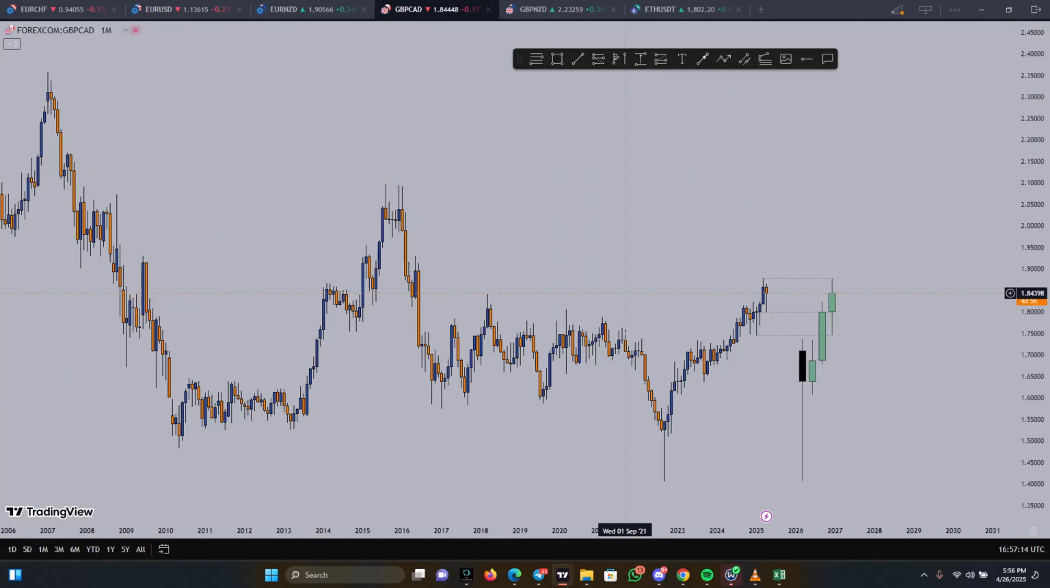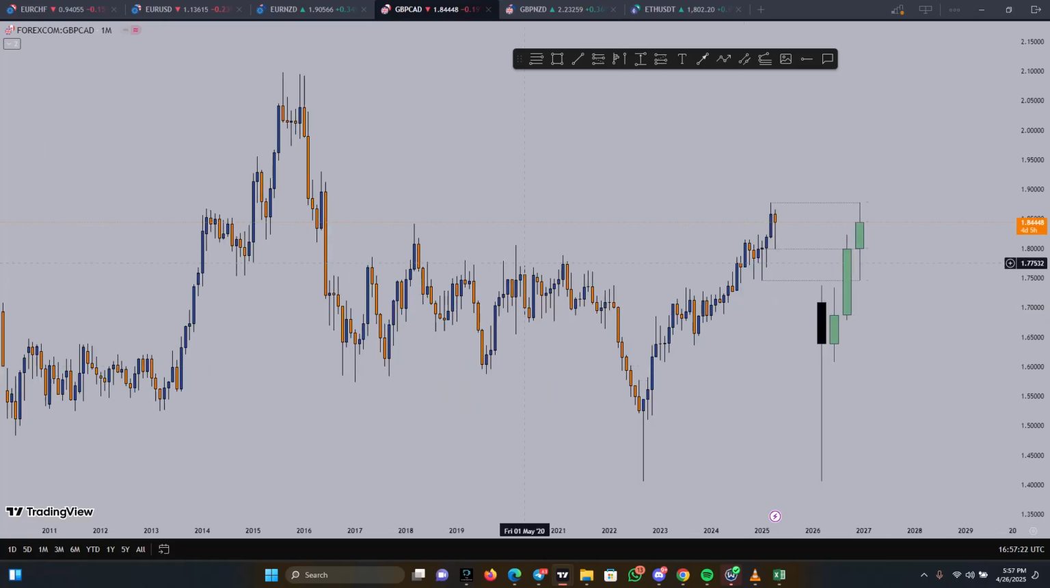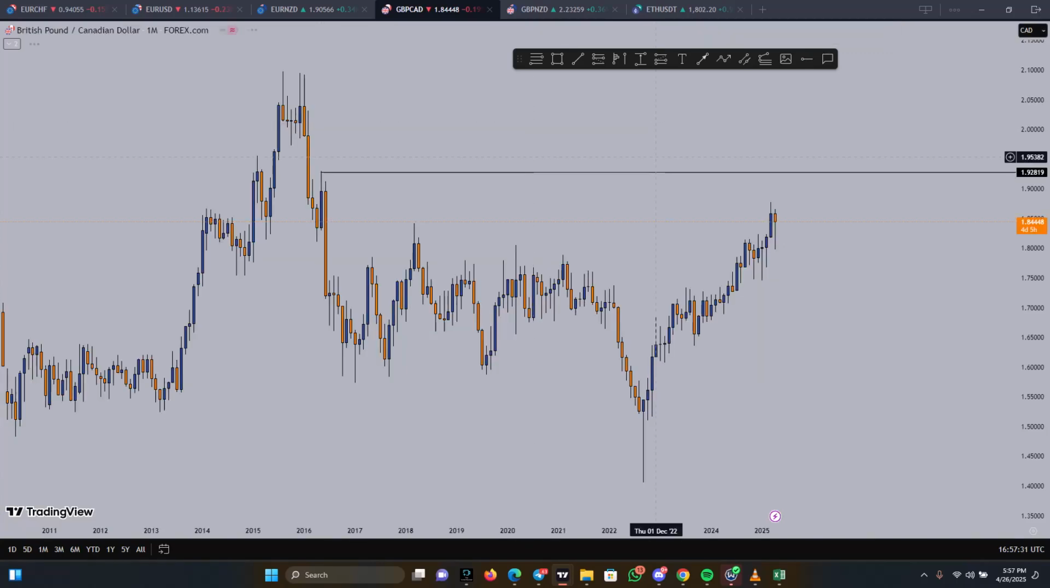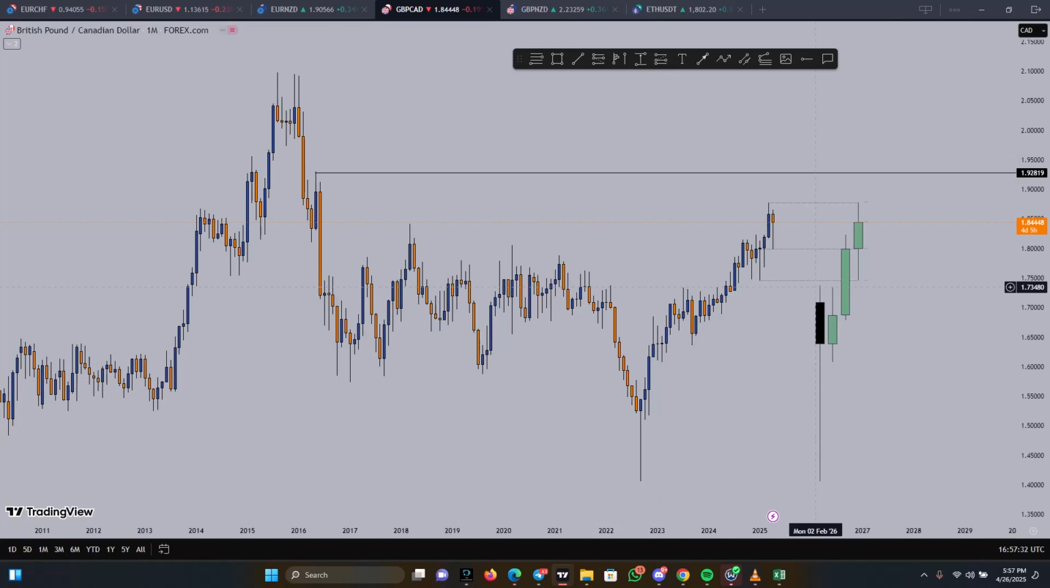Now, the GBP on the monthly time frame, bias is bullish. I don't have much to explain. So what are we going for? We are going for this area here. That's where I'm looking out for. Yeah, that's where I'm going. I'm going there first.